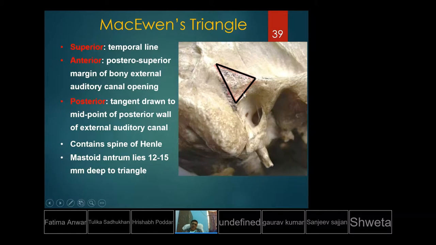Here is present, on the posterior superior wall, a spine that is called the suprameatal spine. You can feel it very easily. And the mastoid antrum is just 1.5 centimeter below these landmarks. So these are important landmarks.